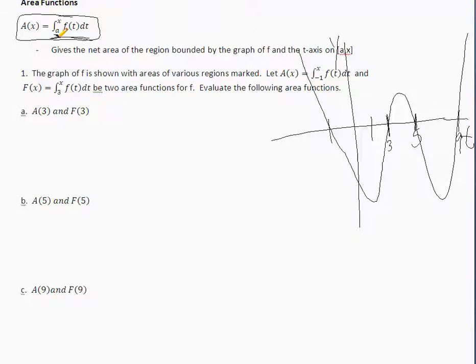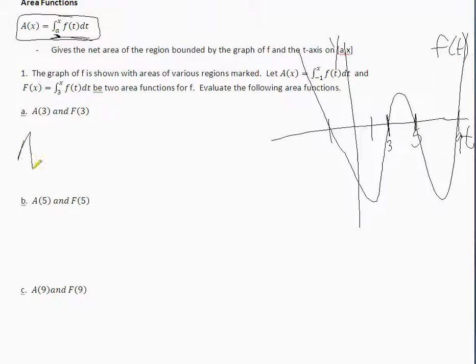So here is the graph of f of t. The area function would be A of x equals the integral from -1 to x. So if I start at -1, I go to any x value, okay? And I find the area between f of t and the x-axis. That's this area function. Capital F starts at 3. Evaluate the following area functions.